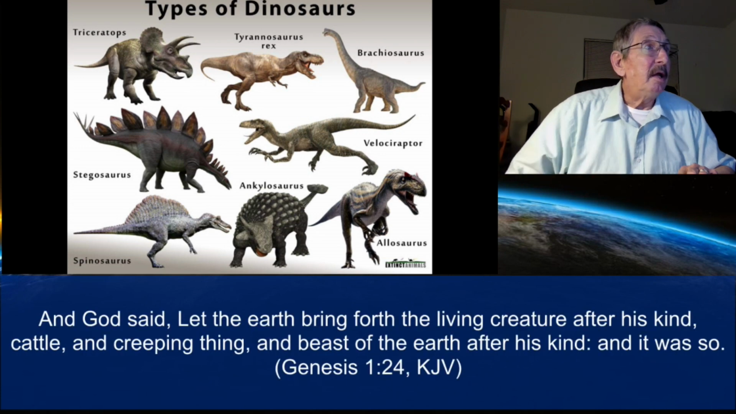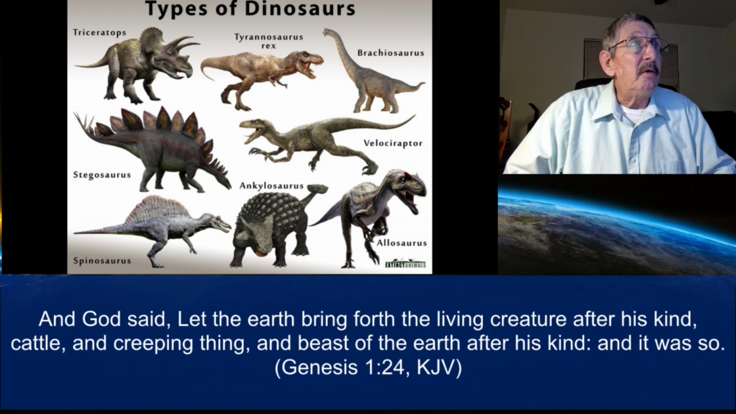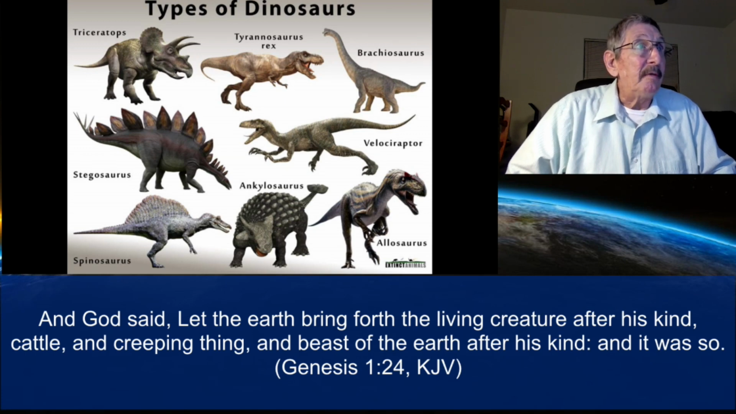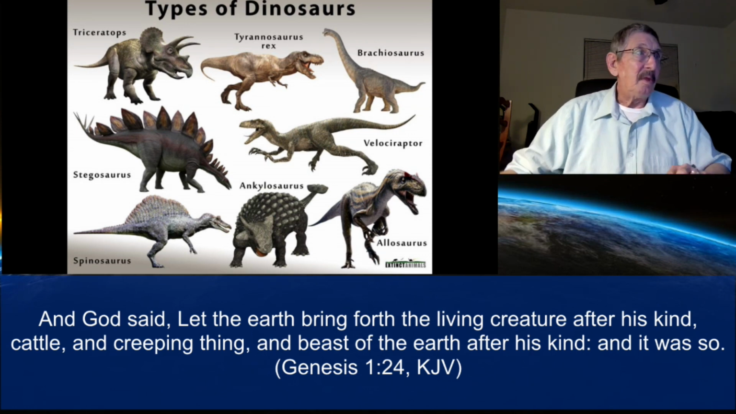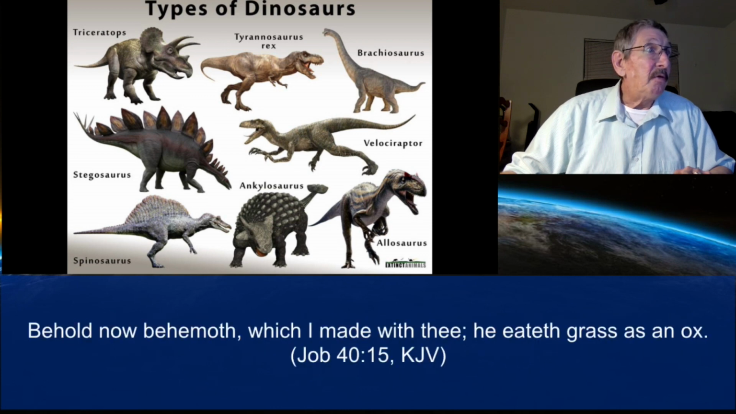Okay, into the next day, verse 24. And God said, Let the earth bring forth the living creature after his kind, cattle and creeping things, beasts of the earth after his kind. And it was so. Now we're going to talk about those beasts. We have another Job section to read. This time I'll bring the creature up first so you can see it. This one's a lot shorter, so let me just read it. It's in Job 40, 15 through 24.